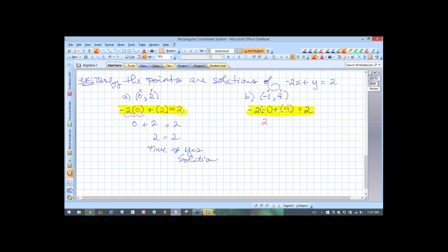-2 times -1. This would be +2 plus 4, and bring down the equal to 2. Is this going to be a true or false statement? So is this going to work out? Is it a solution? No, right? Since it's false, and I'm going to keep it in red just to call your attention, since it's a false statement, we don't want to try to make it look like anything. You have to let the chips land where they fall, right? So false means what? Not a solution. I'll just leave it at that for now.